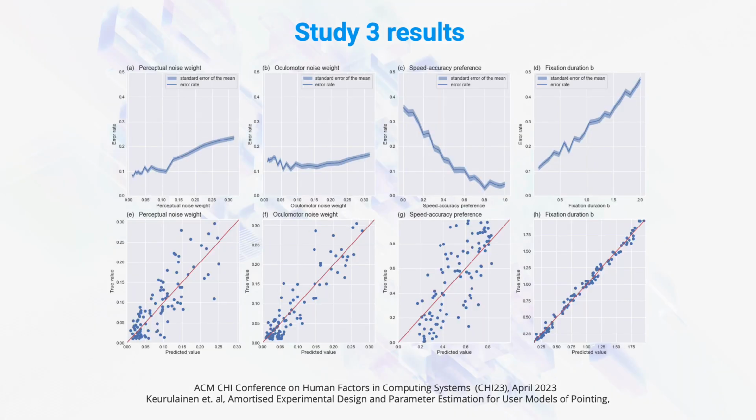This figure illustrates the results of the third study. The upper row demonstrates how the parameters make an identifiable difference in the behavior of the user model. For example, in panel A, the error rate in reaching the target increases when the perceptual noise is increased. Since the noise parameter clearly impacts the behavior, it should be possible for the analyst to infer it. The lower row showcases the scatter plot of the true versus inferred parameters, illustrating the analyst's capability to simultaneously infer all 4 parameters.